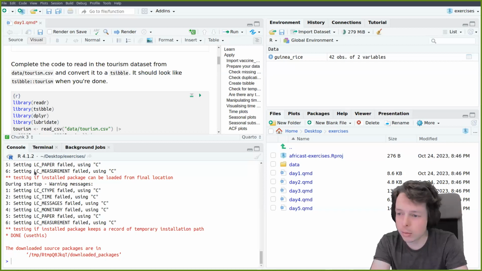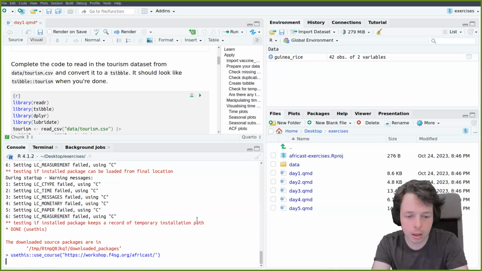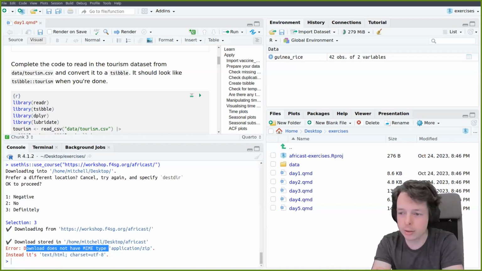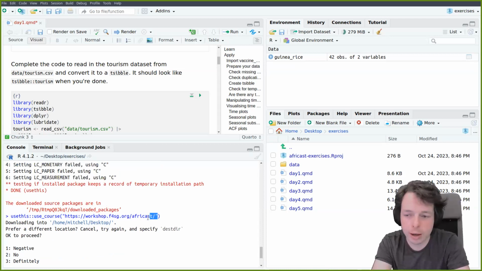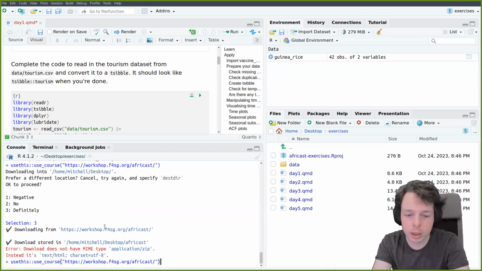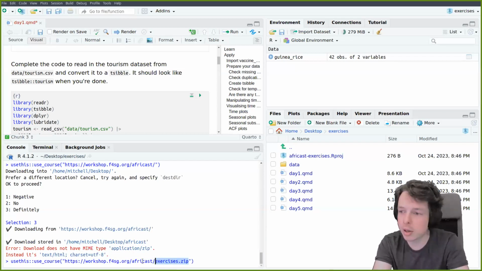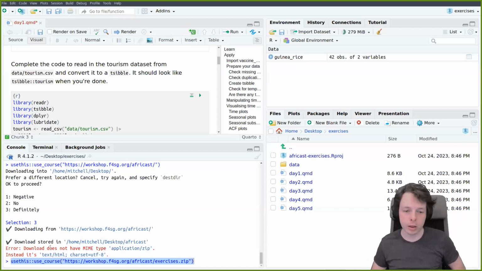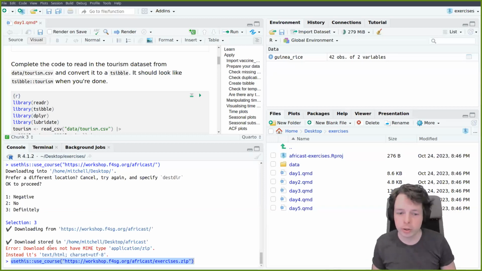There was another problem posted in the chat. Running this code, you get this error: download does not have MIME type. If you get this, then it's because you haven't used the entire link. So here you've got /AFRICAST. You need exercises.zip on the end. You may have missed that from the code that we've put in the chat. So I'll put the code in the chat one last time. And you can try that again. Don't forget to include exercises.zip. And let me know if you're still encountering some difficulties. Still not working for you, let me know.